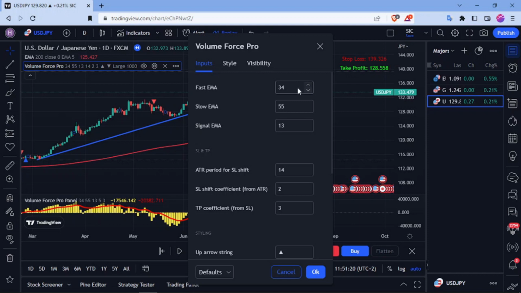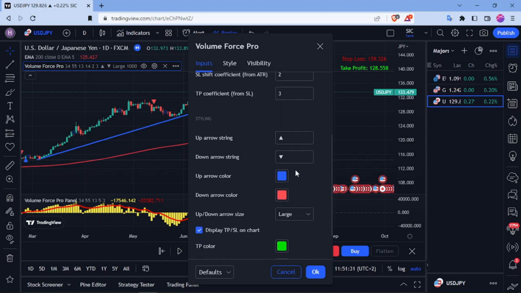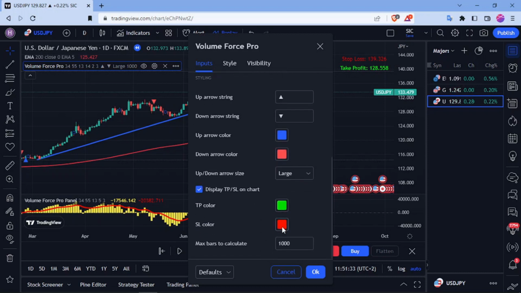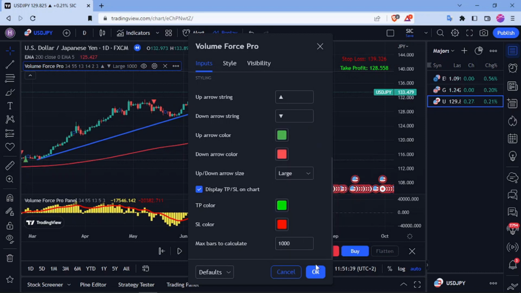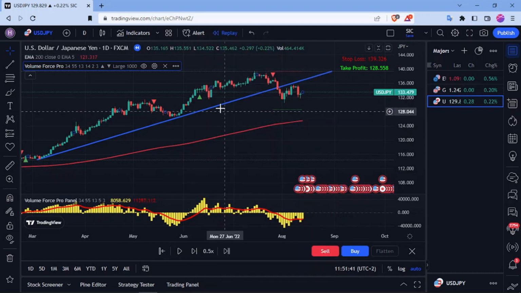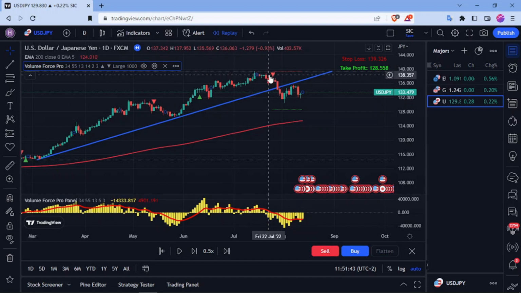It uses a fast and a slow EMA with a signal line and adjustable stop loss and take profit according to your ATR. It gives you clear up and down arrows and a take profit and stop loss displayed on the screen. This takes the guesswork out of trading because it gives you exact entries. As you will see, it gave us a sell order with a trend line break.